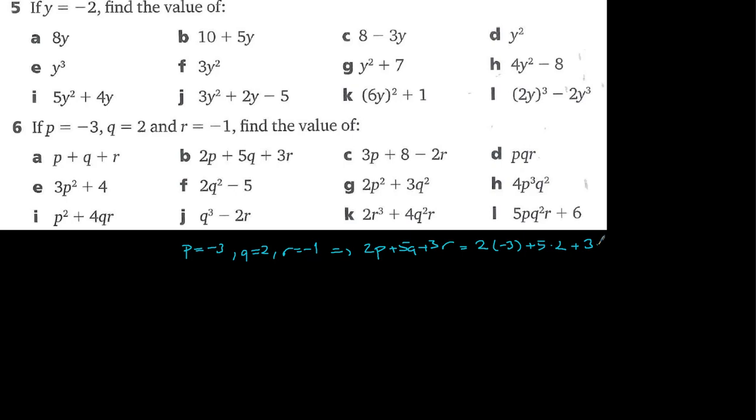plus 3 times r, which is equal to minus 1. Okay, 2 times minus 3 is equal to minus 6, plus 5 times 2, which is equal to 10, plus 3 times minus 1, which is equal to minus 3. Minus 6 plus 10 is equal to plus 4, plus 4 minus 3 is equal to plus 1, but as you remember we are not writing plus 1, so we write 1 directly as the answer. This is the answer of the question, and as you see we substituted 3 different values into the expression.